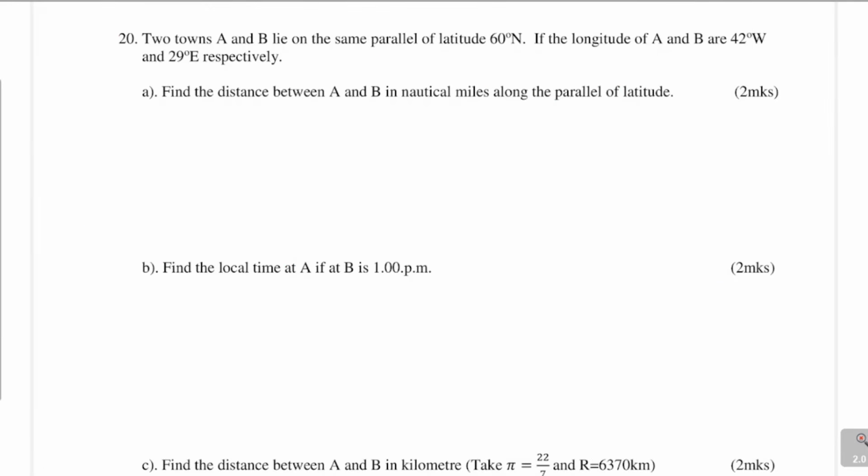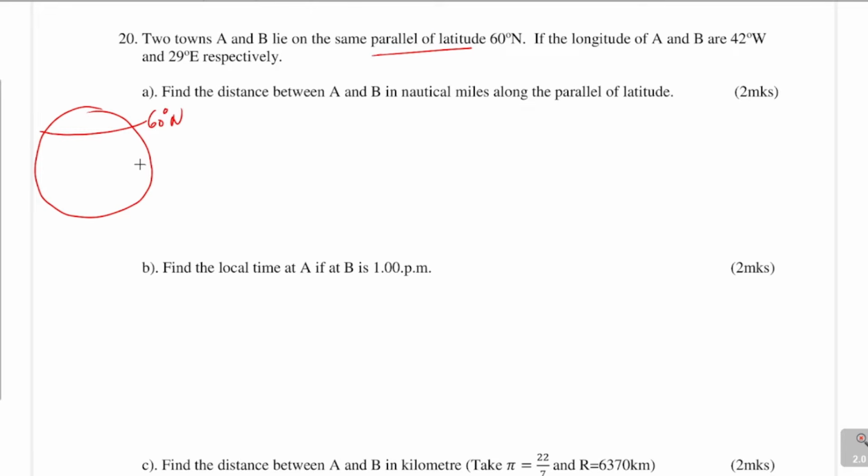Question 20. Two towns A and B lie on the same parallel of latitude 60 degrees north. If the longitude of A and B are 42 degrees west and 29 degrees east respectively, part A, find the distance between A and B in nautical miles along the parallel of latitude. So you're supposed to find the distance between A and B. So first, a rough sketch of these positions. Although we are given they lie on the parallel of latitude, that is a small circle. So they are here, both of them are 60 degrees to the north.